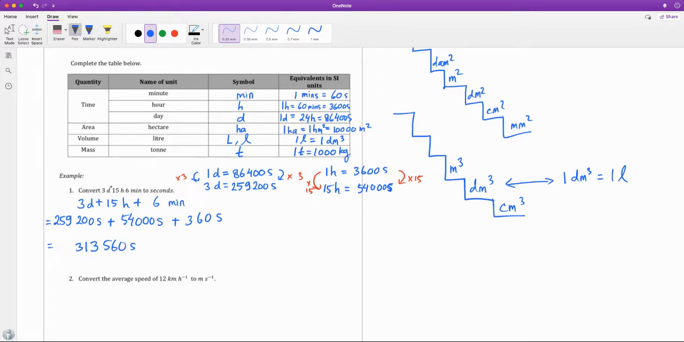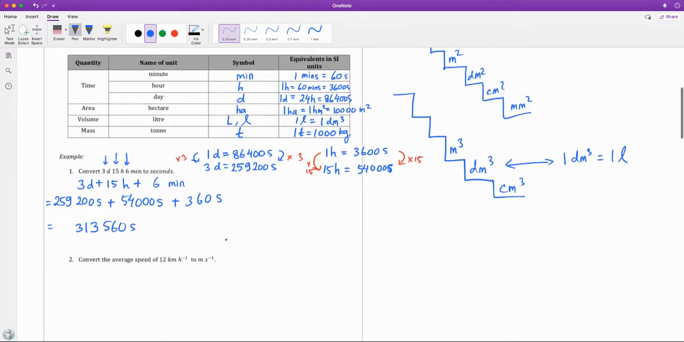So here's the strategy. You need to chunk these into 3 sections. We add all of them, and then we convert one by one. Let's continue. This time, convert average speed of 12 kilometers per hour to meter per second.